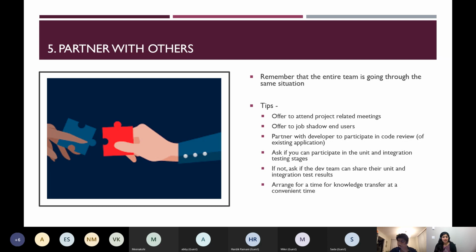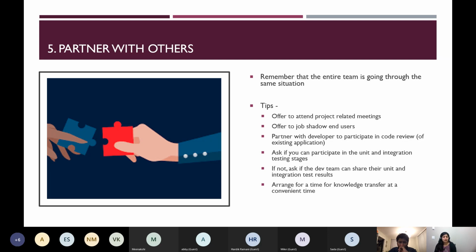Again, I'm not saying that this is something that should be done in all the scenarios, but these are some approaches that we've used in the past that has helped us in refining our test efforts and also delivering the projects with minimal risk, I would say.